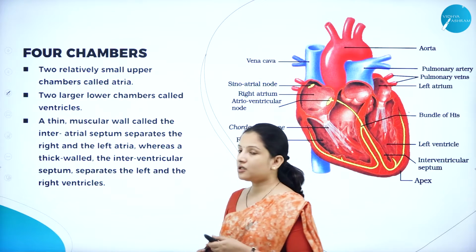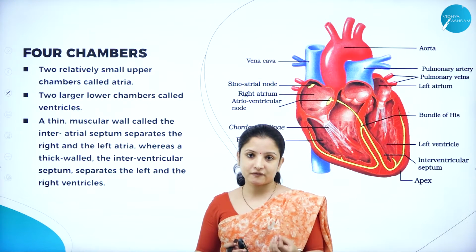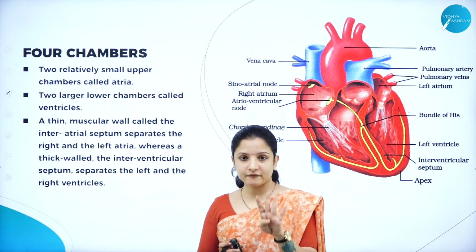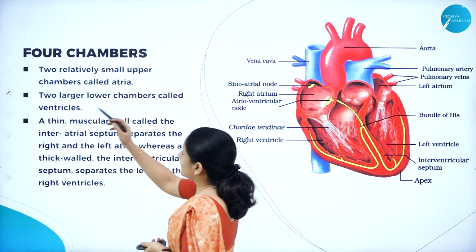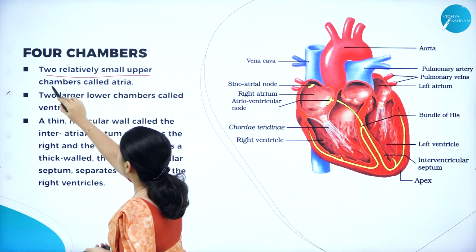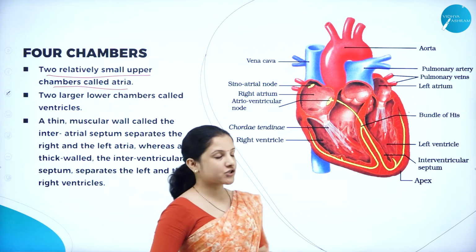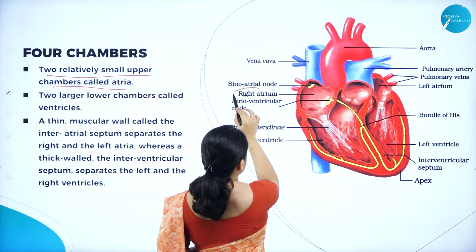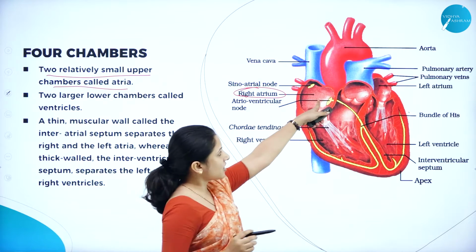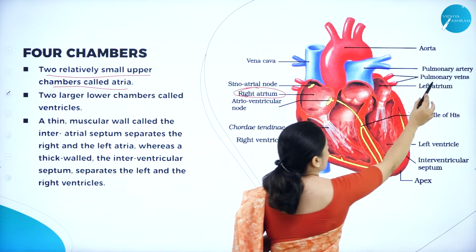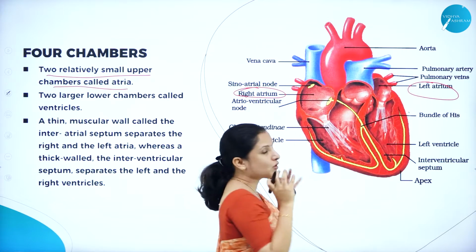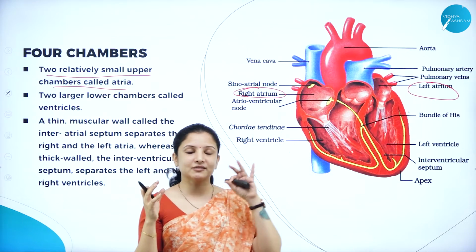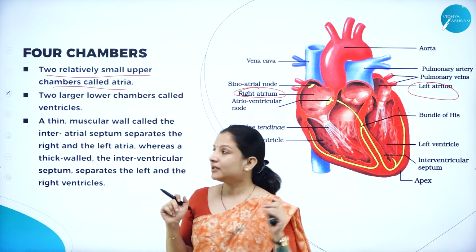Moving further, we'll study the chambers of the heart. Our human heart is made up of four chambers, right? There are two relatively smaller upper chambers called the atria. You can see here the right atrium, one upper chamber towards this side, and the left atrium. So there are two small upper chambers, one is the right atrium and the other one is the left atrium.